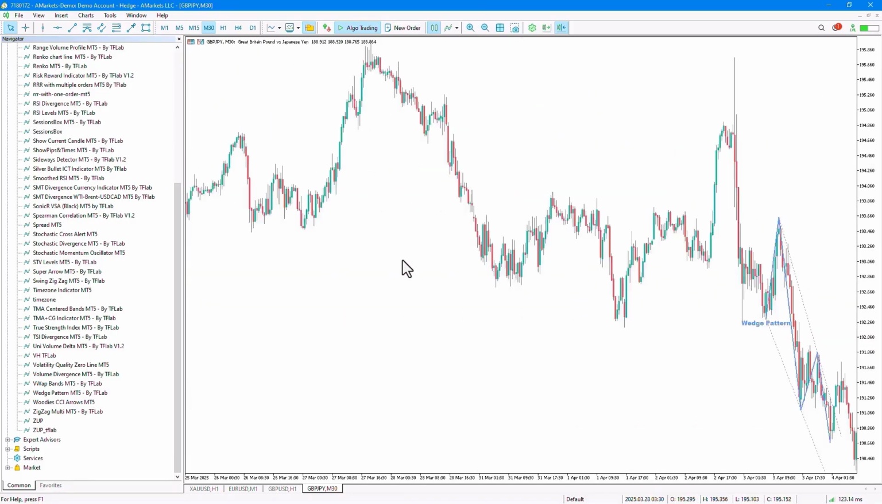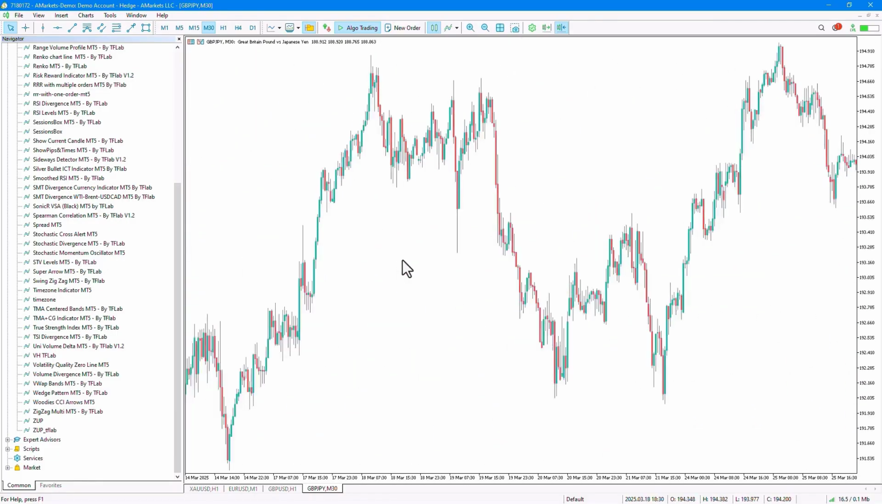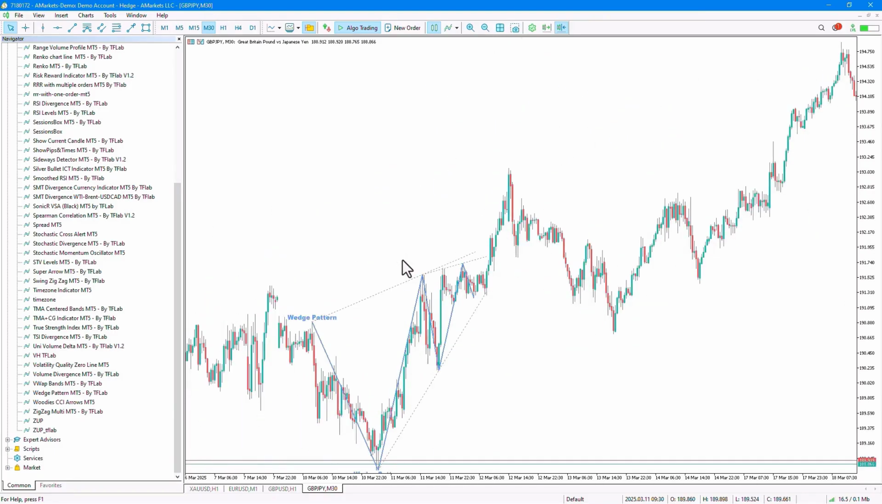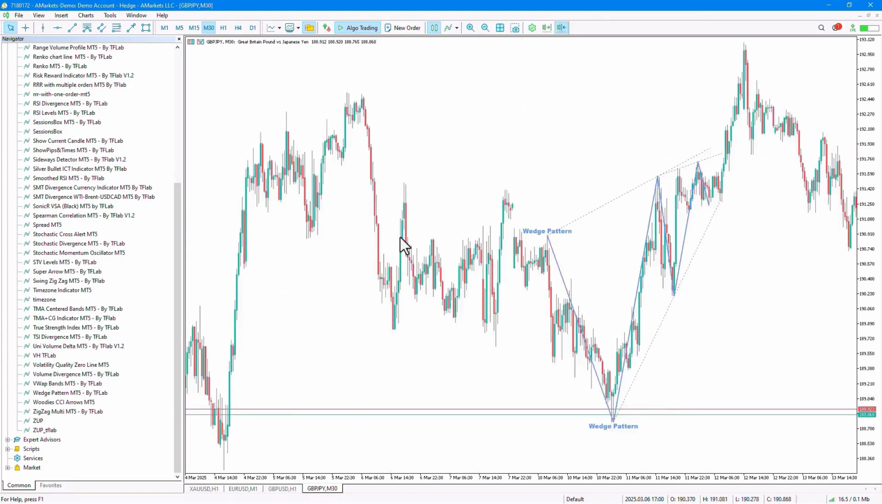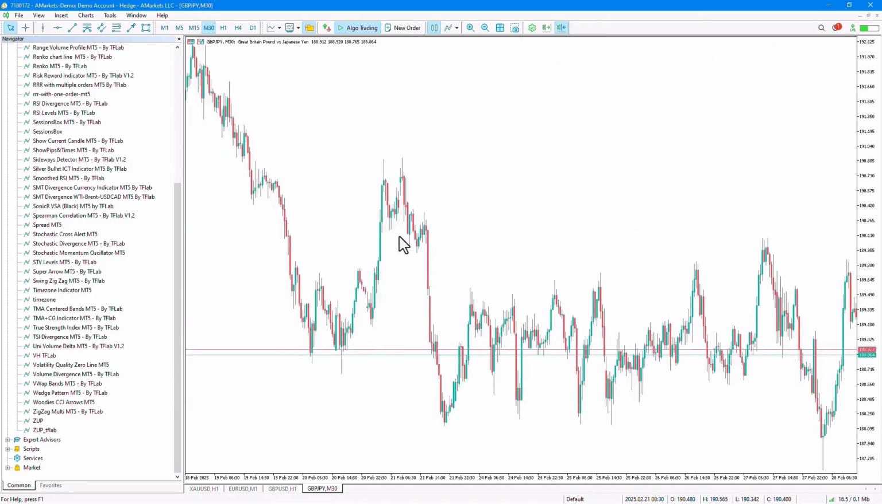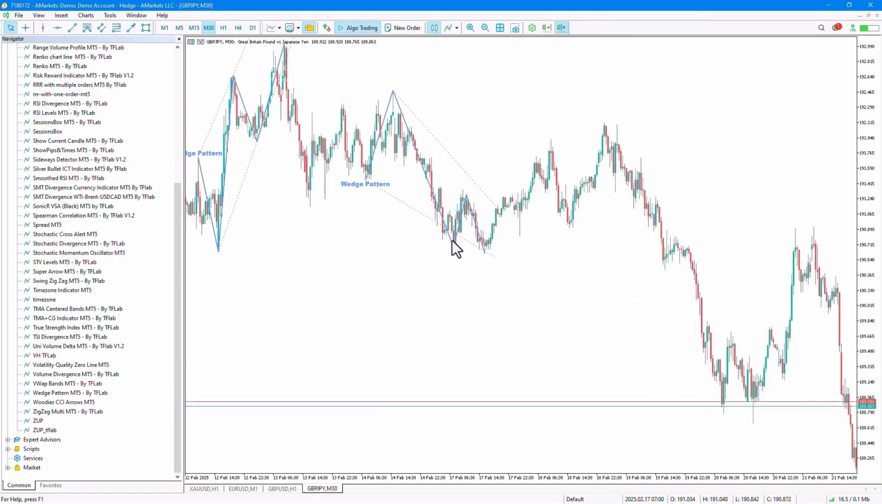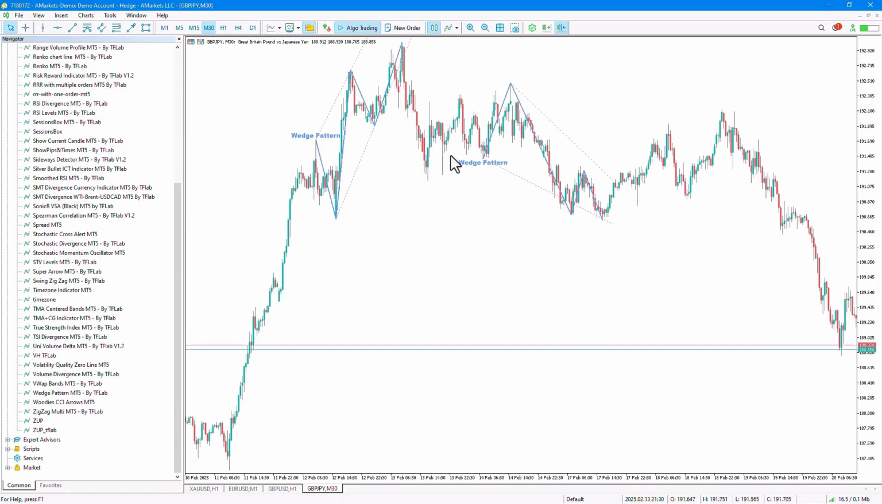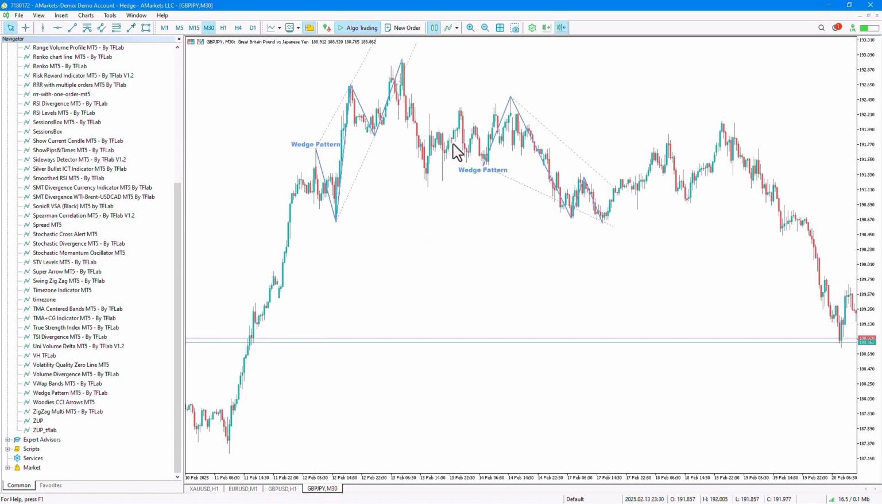The Wedge Pattern Indicator is a special indicator that identifies classic patterns using zigzag lines and displays them to traders. This allows them to identify trend breakouts and price reversals using these patterns, and to conduct more specialized analyses on the chart.